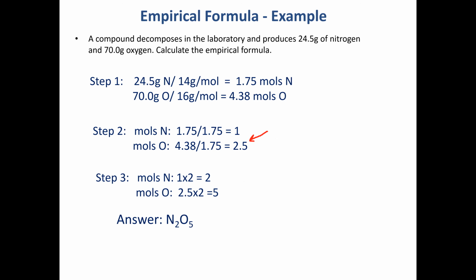Again, you take the mass of each element, convert it to moles, divide by the smallest number of moles, and get your ratio. If it's whole numbers, you're finished. If it's not whole numbers, multiply all the ratios by some number to get rid of the non-integer ratio. Hopefully this was a refresher on how to calculate empirical formula. Now we're also going to look at molecular formula.